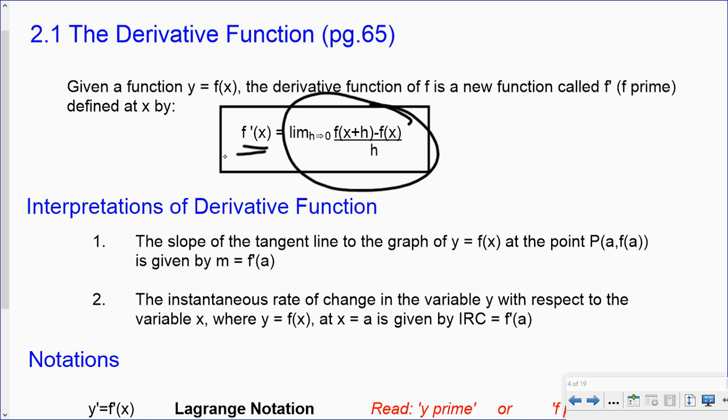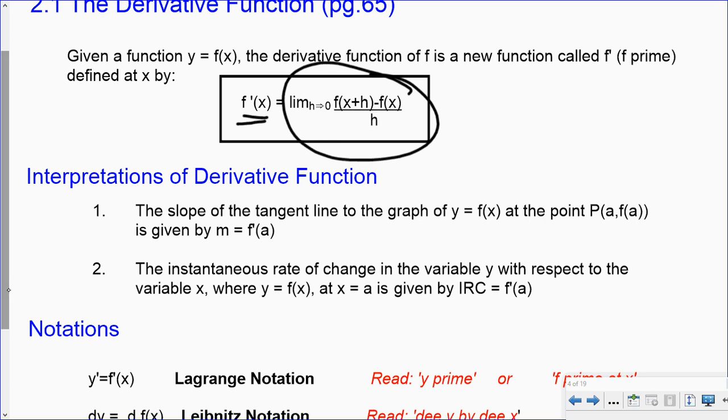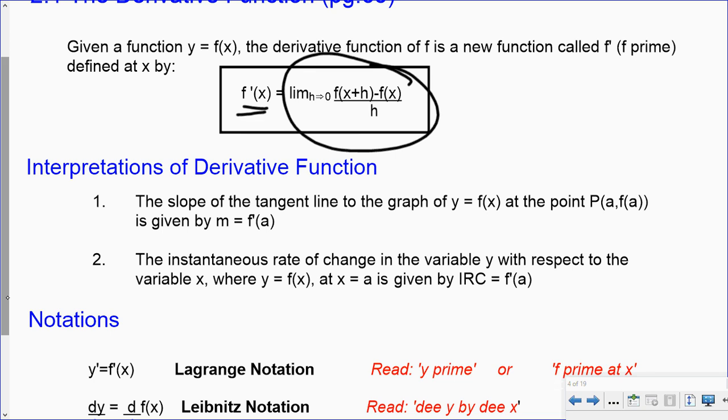Okay, but it's on your keyboard. It's the apostrophe key. So we call it f prime at x. Okay, and that's a derivative. Now we know the derivative is the slope of the tangent line at a particular point, and it's also the instantaneous rate of change at a particular point here.